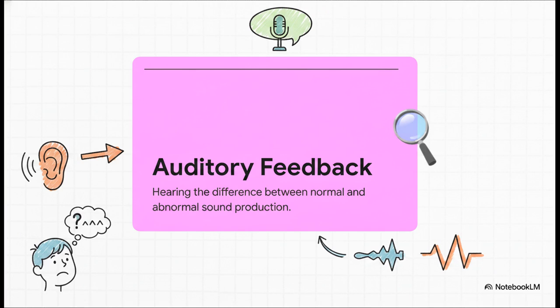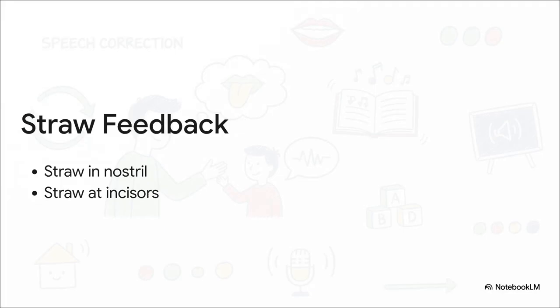A child literally can't fix a sound if they don't know they're making it incorrectly. They have to build an awareness of what their abnormal production sounds like compared to the actual target sound. You've got to help them hear that difference. So how do we amplify that feedback? We'll grab a simple, bendy straw. Honestly, this is absolute genius.